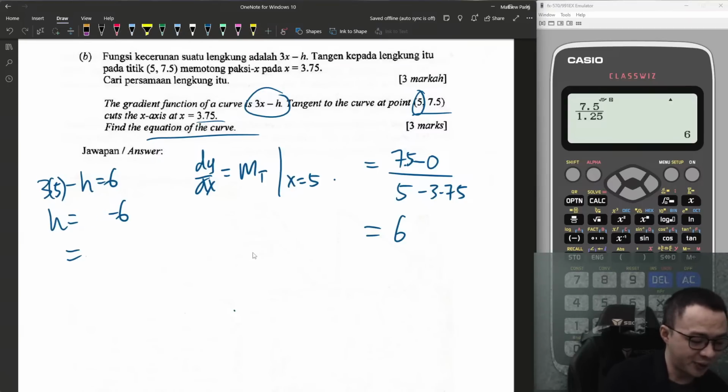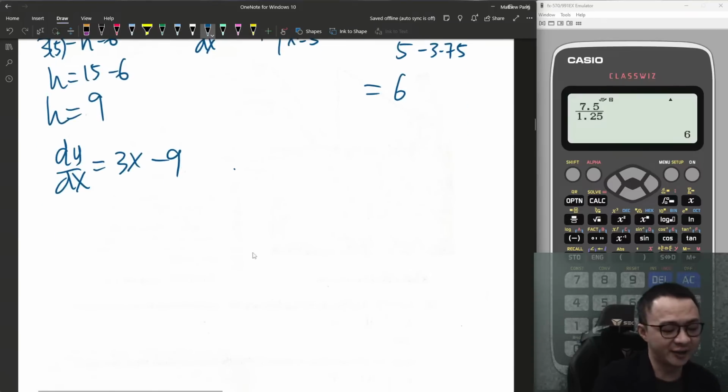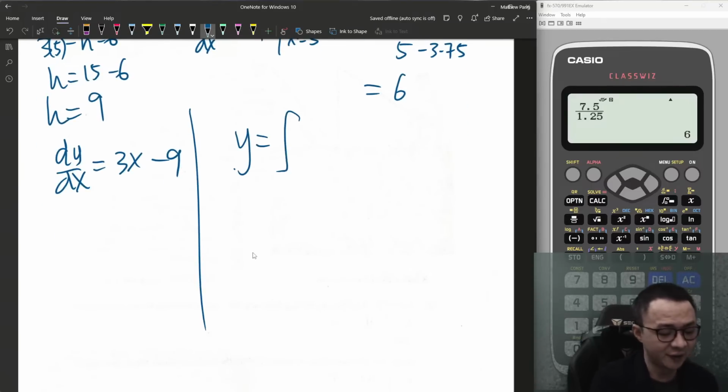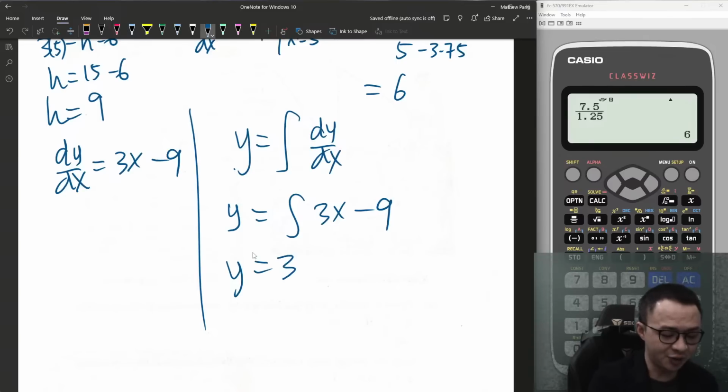So this one should be 15 minus h equals 6, so h is 9. So therefore, my dy/dx is 3x minus 9. Now only I can find the equation of the curve, which equals integrating dy/dx, right? This is how you find the equation of the curve. Integrate 3x minus 9 for my y. So my y should be 3x squared over 2 minus 9x plus c.